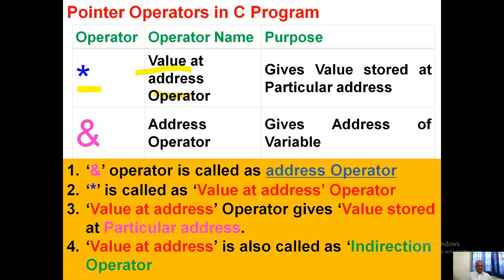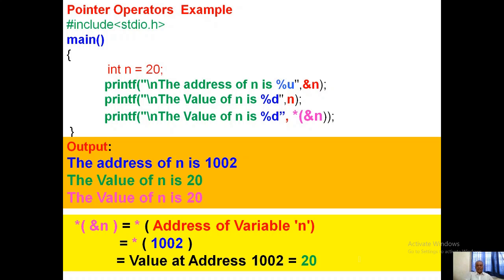So the ampersand operator is called the address operator. The star operator is called the value at address operator. The value at address operator gives the value stored at a particular address. So star means the value stored at a particular address. The value at address operator is also called the indirection operator. Let us look at this example, the pointer operators. Address of n with ampersand n, so ampersand means address.